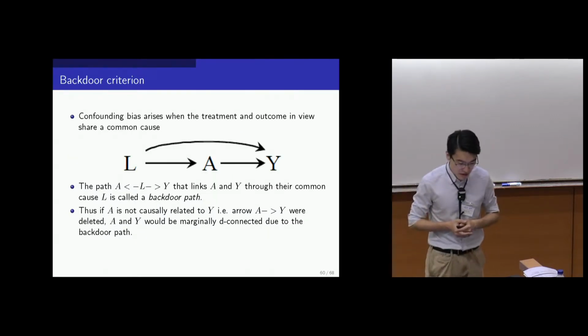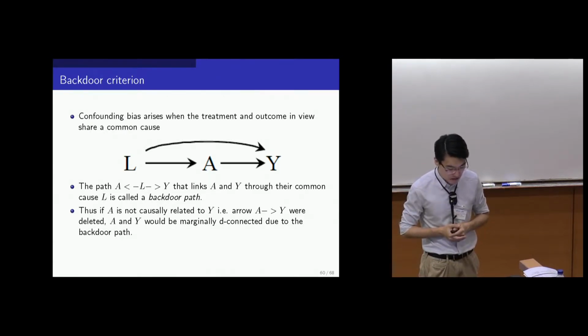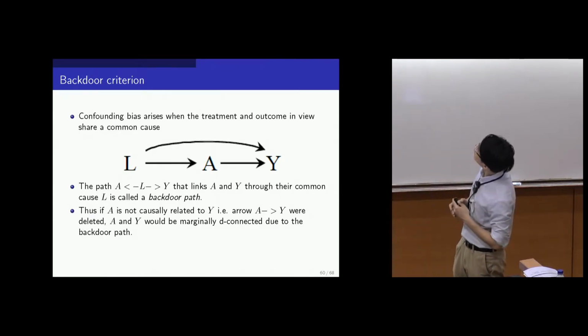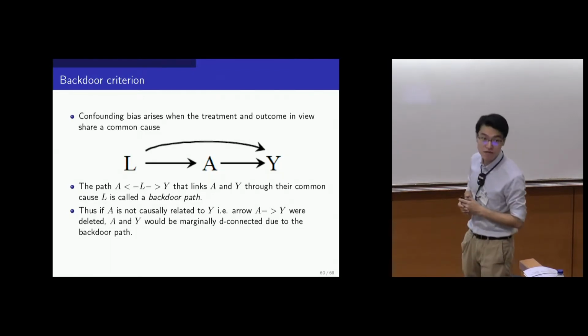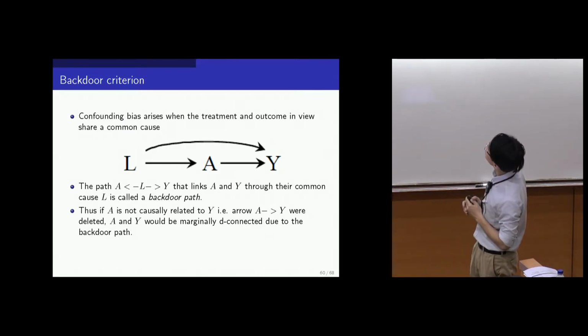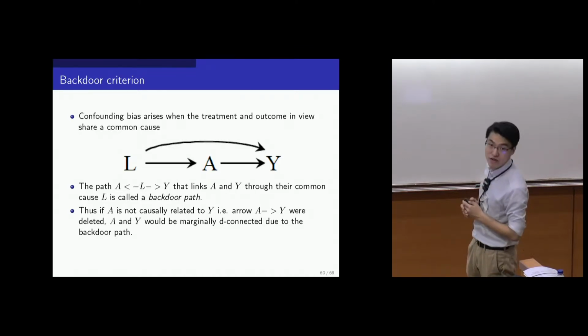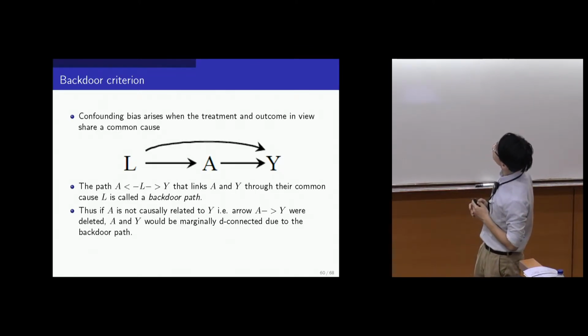So confounding bias arises when the treatment and the outcome in view share a common cause. Notice that here, between the treatment and the outcome, there's a causal path through this arrow, but there's another open path through the variable L. This is called a backdoor path. So this is a direct causal path, but there's a backdoor path here.